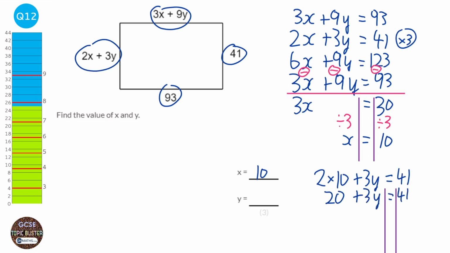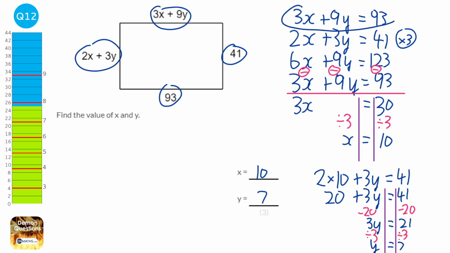Get my solving lines in. And we're going to take away 20 both sides. So we've got 3y equals 21. And then we're going to divide by 3 both sides, if I don't run out of room. So y equals 7. So we've got x equals 10, y equals 7. Now I could check that with the first equation as well. So 3 times 10 is 30, 9 times 7 is 63, 30 plus 63 is 93. So we know we've got it right.